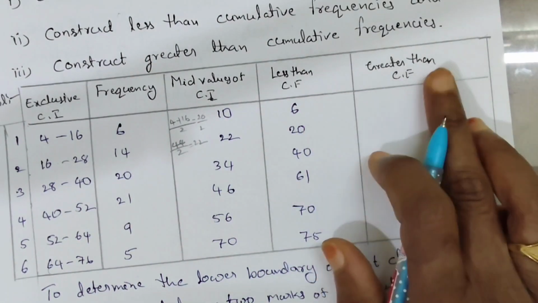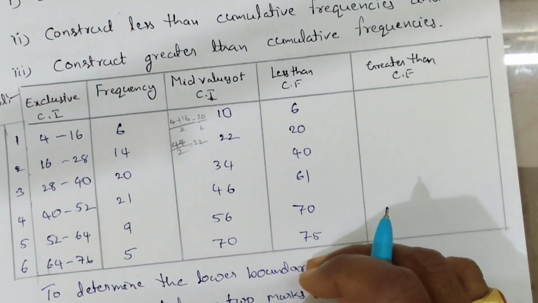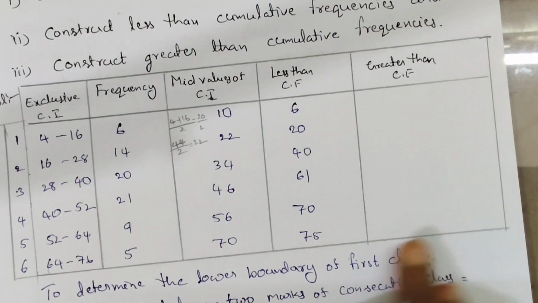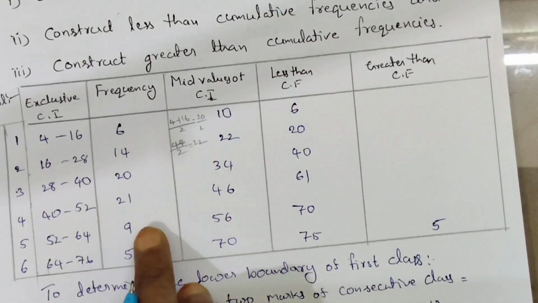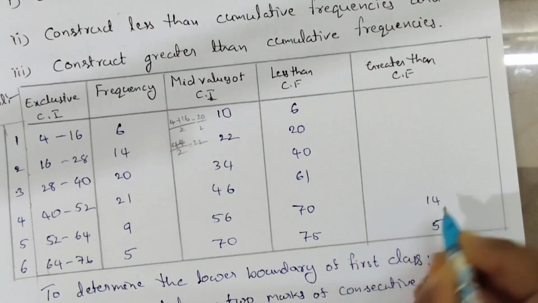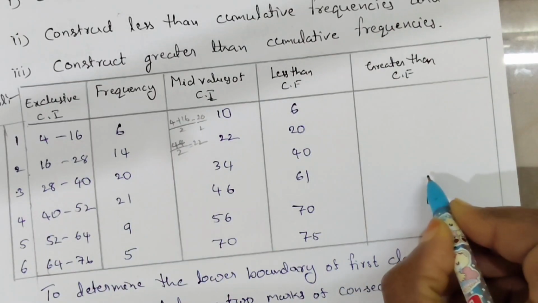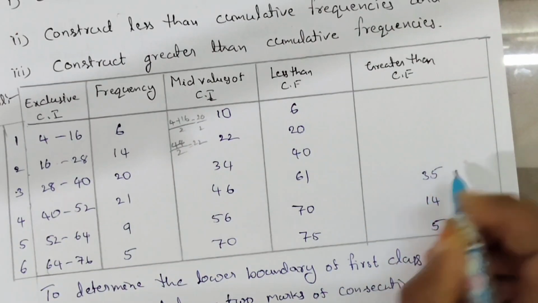Next we write the greater than cumulative frequency. Greater than cumulative frequency means we start from the bottom. First we write 5. 5 plus 9 is 14. So we write 14. 14 plus 21 is 35.